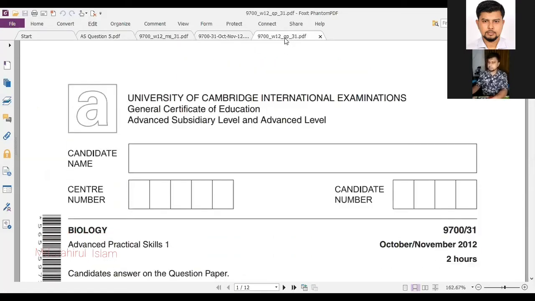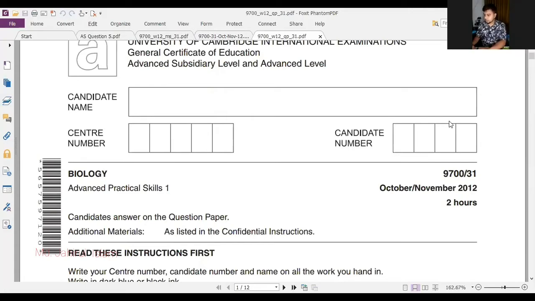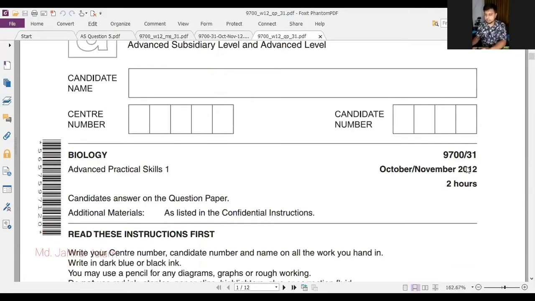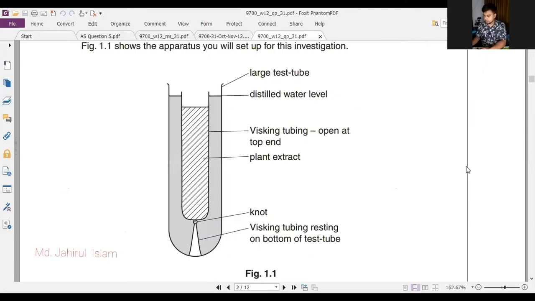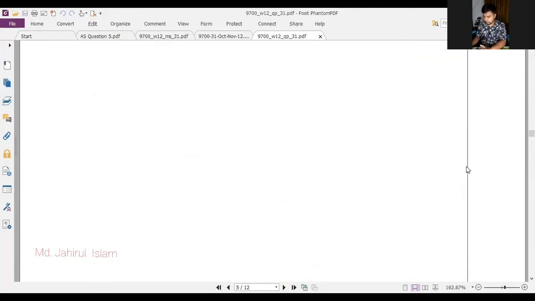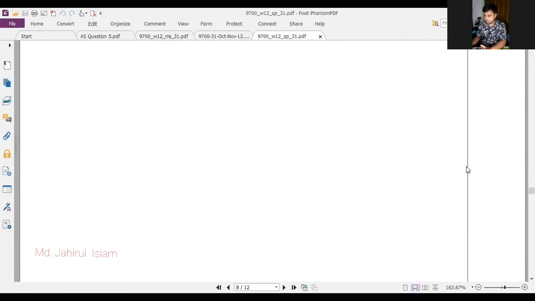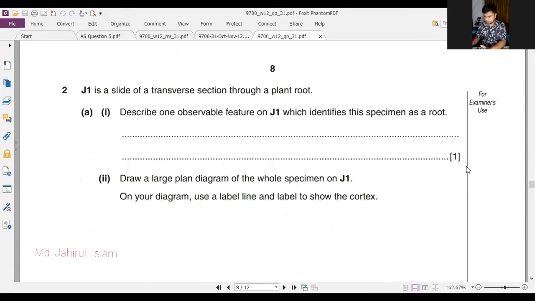Okay, this is the question paper you are looking for. This question paper is October November 2012 variant 3.1. So I'm going to the question paper, question number 2. At first I'll try to understand the question and then I'll solve it with you.